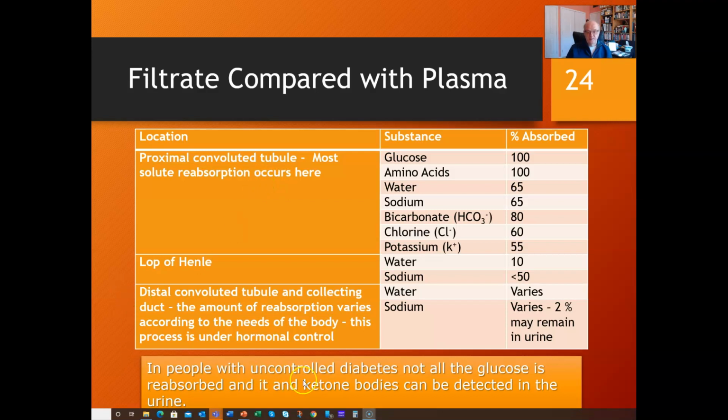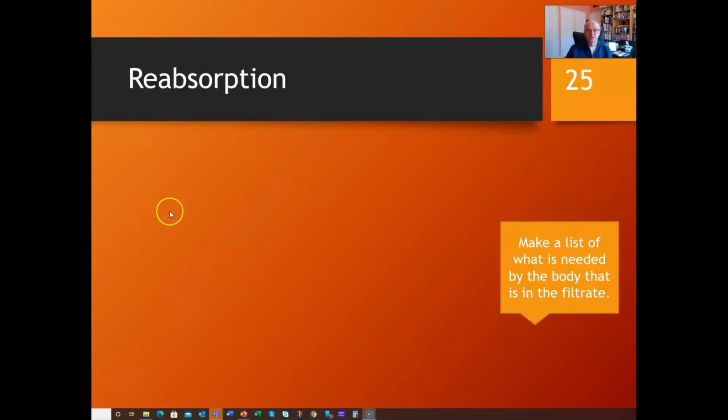Okay. In people with uncontrolled diabetes, not all the glucose is reabsorbed, and ketone bodies can be detected in the urine. So you can detect glucose in the urine. The urine of people who are secreting glucose tastes sweet.